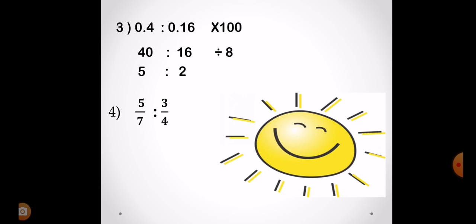The last one, ratio between two fractions. When I want to simplify two fractions, what can I do? Let's remember together. Excellent students, we use cross multiplication. We cross multiply 4 by 5 and 7 by 3. So 5 times 4 equals 20 and 3 times 7 equals 21, so the ratio will be 20 to 21, and this is simplified. 20 and 21 have no common factor between them, so the answer will be 20 to 21.